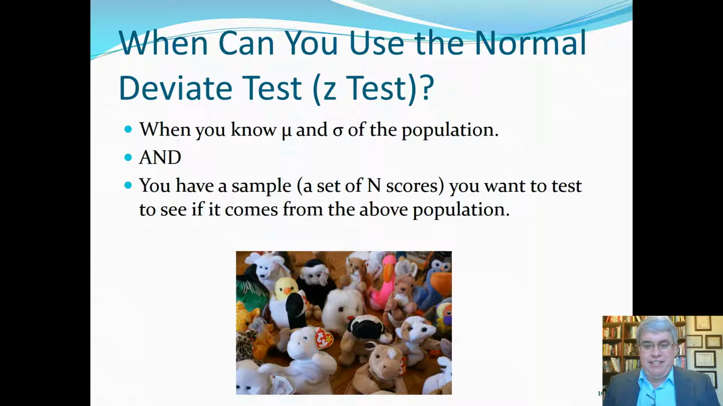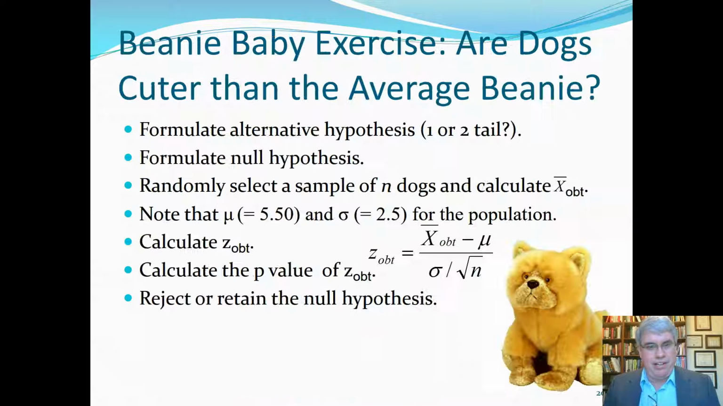Now let's take an example using Beanie Babies and how cute Beanie Babies are. In this example, we want to ask the question, the research question, are Beanie Baby dogs cuter than the average Beanie Baby? And then what we're going to do is we're going to formulate our alternate hypothesis. We're going to have to decide if it's one or two tails. Then that will allow us to formulate the null hypothesis. Then we need to select a random sample of n dogs and calculate the average cuteness.